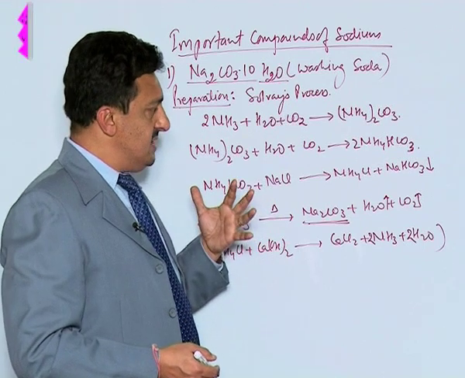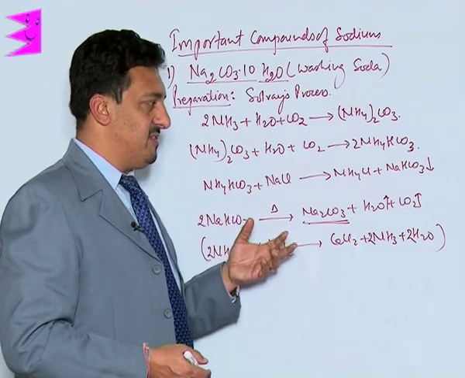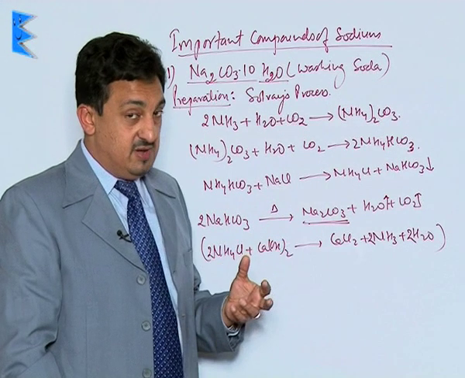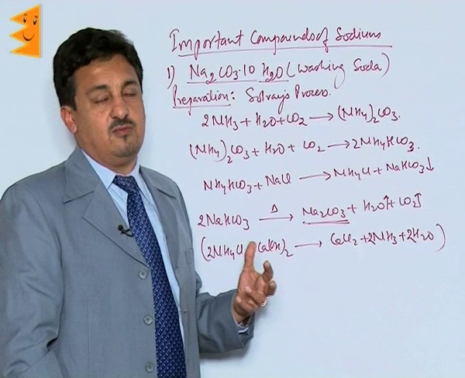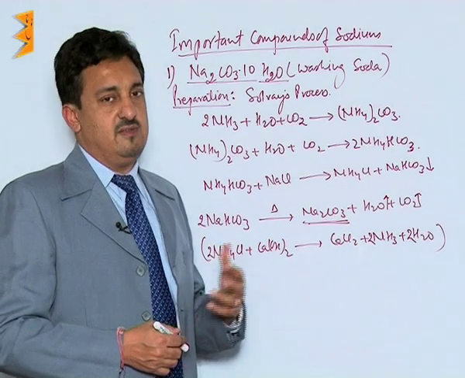Now, we cannot use this process for the preparation of potassium carbonate. The reason being potassium hydrogen carbonate is much more soluble than sodium hydrogen carbonate. That is why we never prefer this.